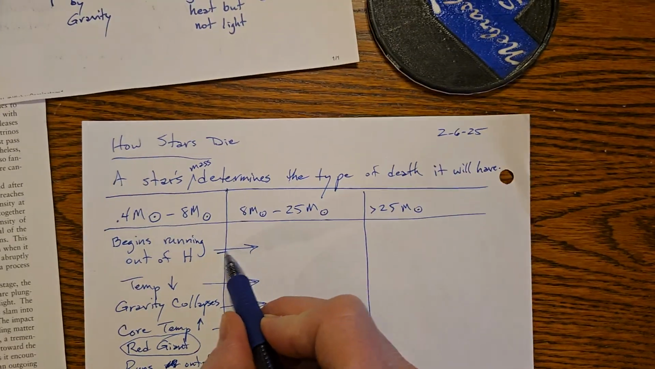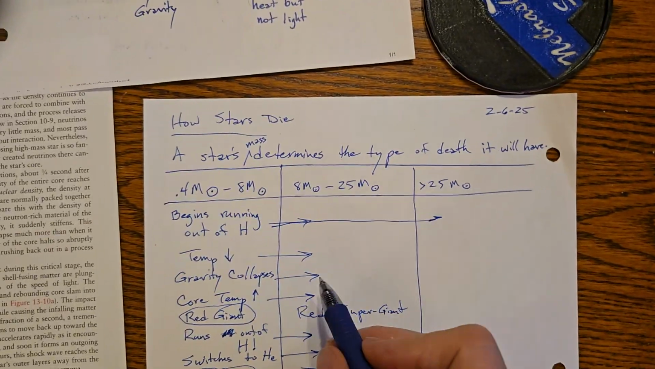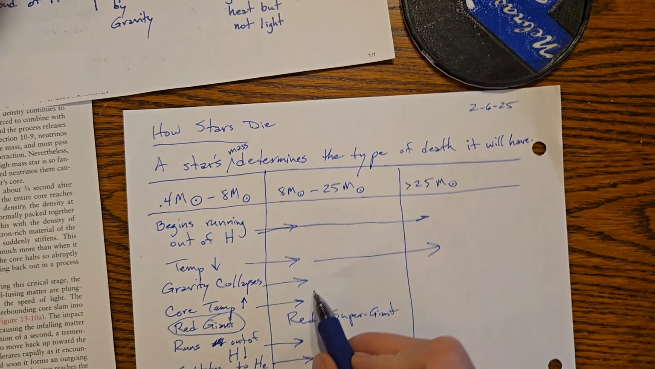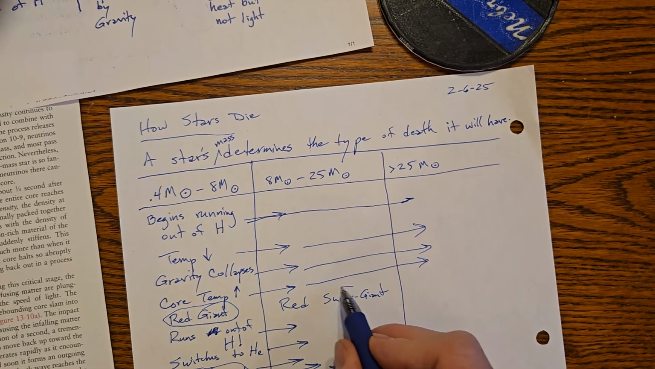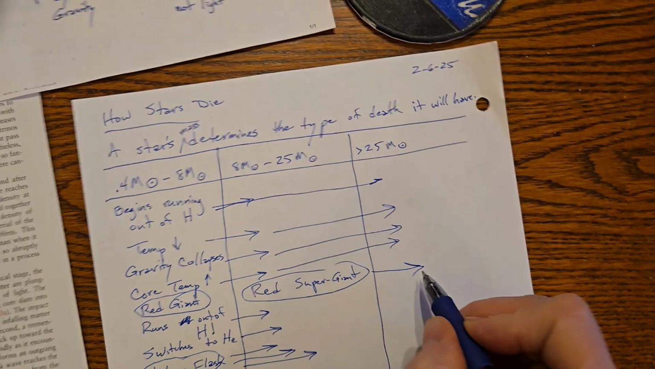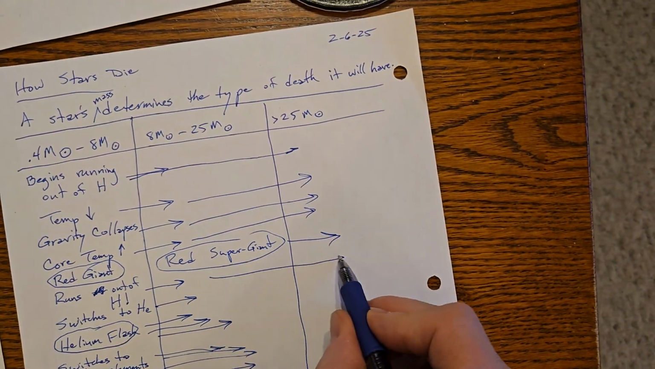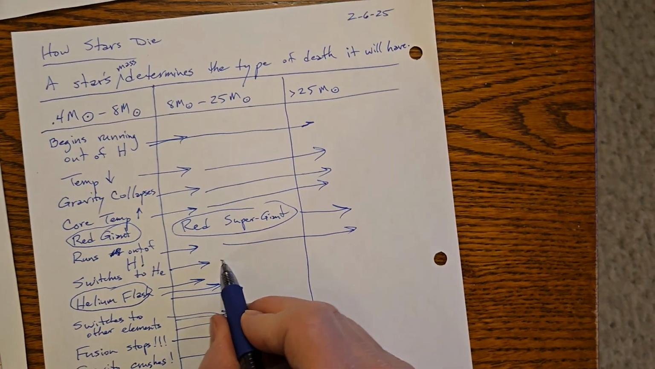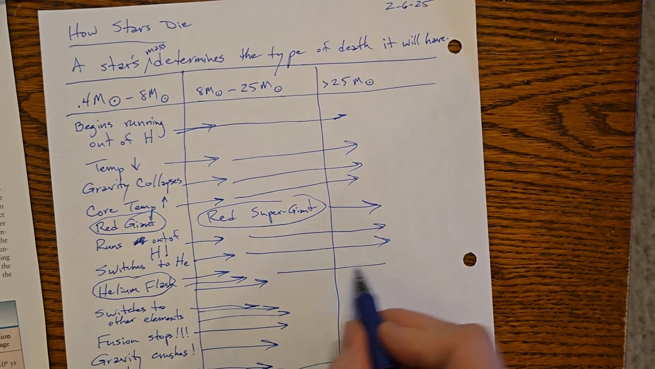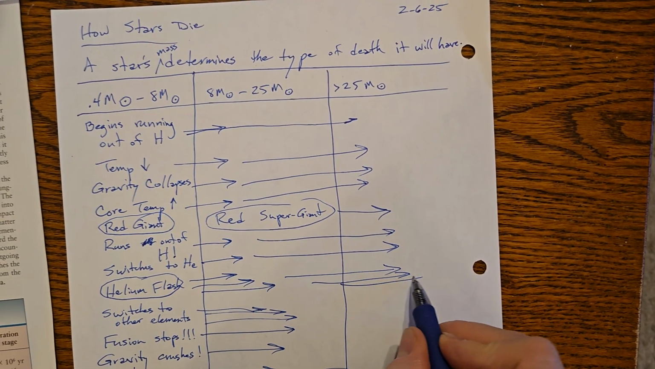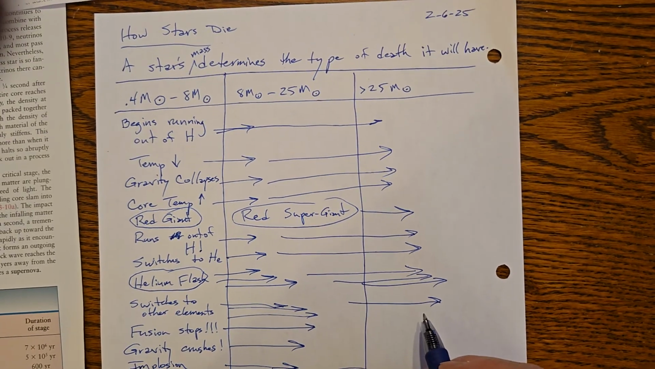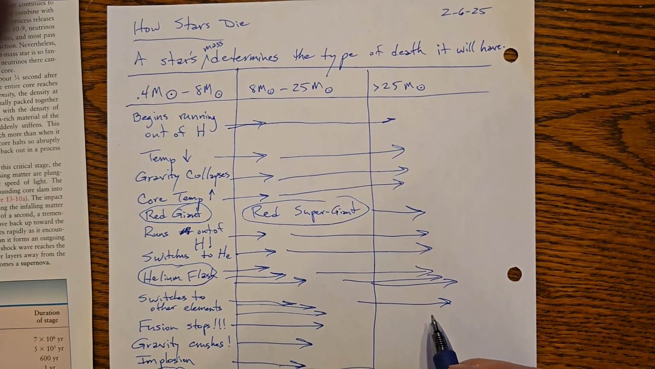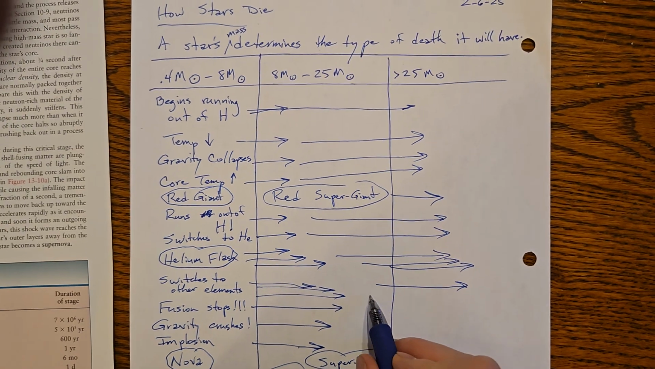Begins running out of H? Yes. Temperature drops? Yes. Gravity collapses? Yes. Core temperature goes back up? Yes. Is it a red supergiant? Absolutely. Does it run out of hydrogen? Finally. Does it switch to helium? You bet. Helium flashes? Yes, several. Switches to other elements? Yes. I already told you carbon, neon, oxygen, silicon. Okay?